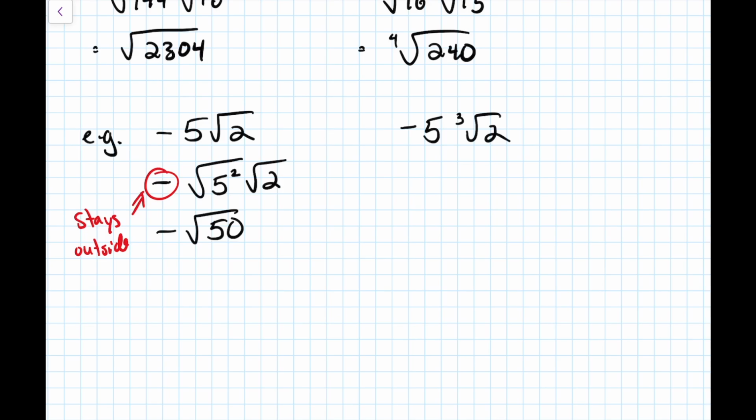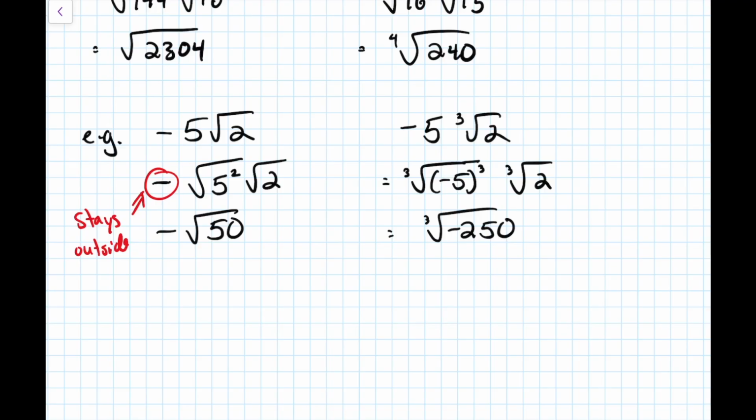We can do it for cube roots, though, right? So you can have a negative inside of a cube root. We talked about that in the last video. So you're more than welcome to move a negative inside of a cube root. You could also leave it on the outside. It wouldn't really matter. But it's okay to move it inside. So if we multiply out negative 5 cubed, that is negative 125. And then multiply that by 2, we get negative 250.